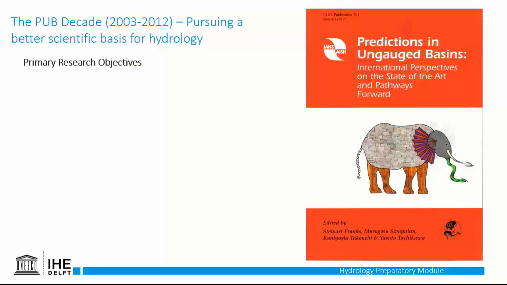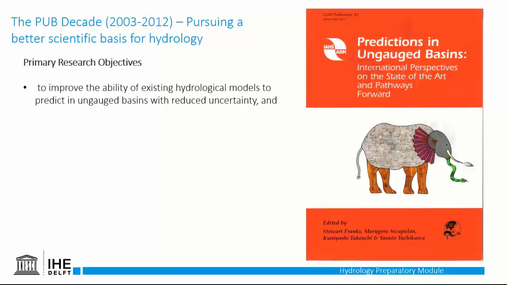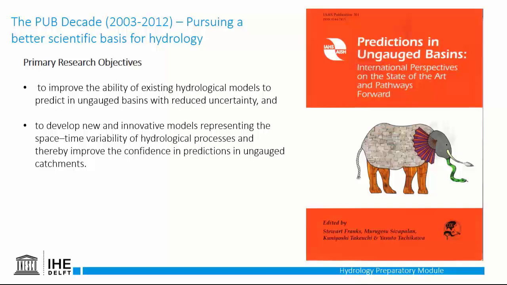Recognizing the central role of water and hydrology at the interface of numerous disciplines working to address the growing global challenges, IAHS launched a new international initiative to energize and focus international hydrological research in the decade from 2003 until 2012. The primary research objectives of the initiative were to improve the ability of existing hydrological models to predict in ungauged basins with reduced uncertainty, and to develop new and innovative models representing the space-time variability of hydrological processes, and thereby improve the confidence in predictions in ungauged basins.